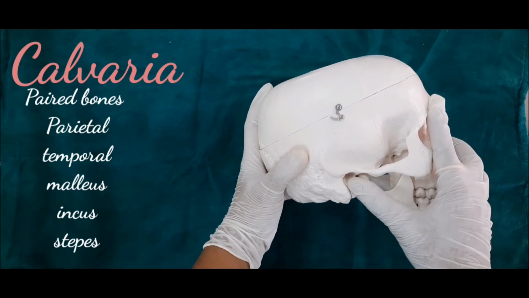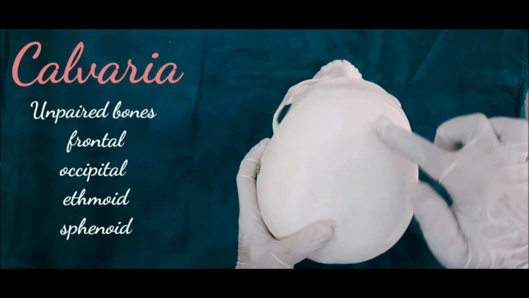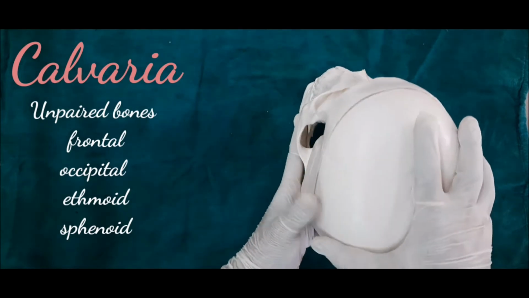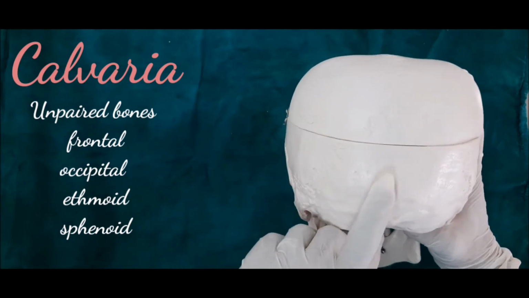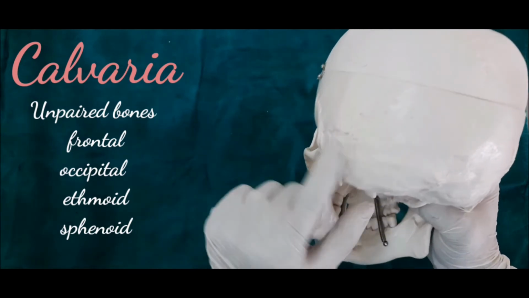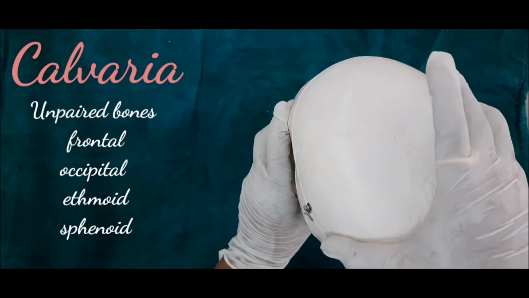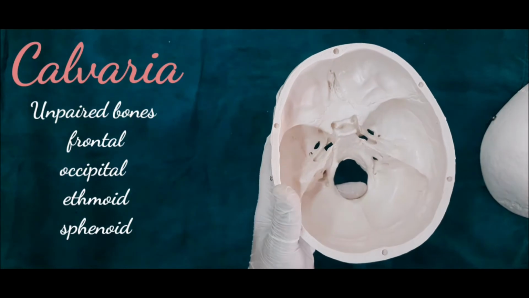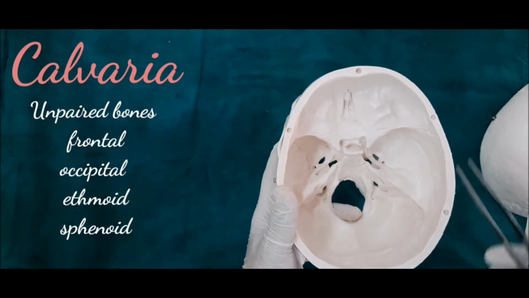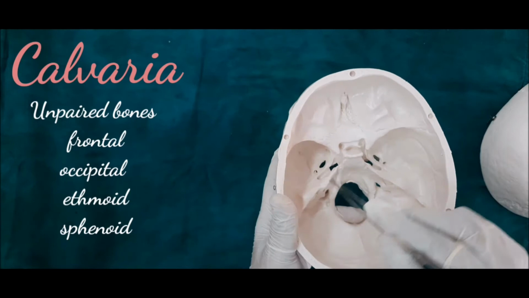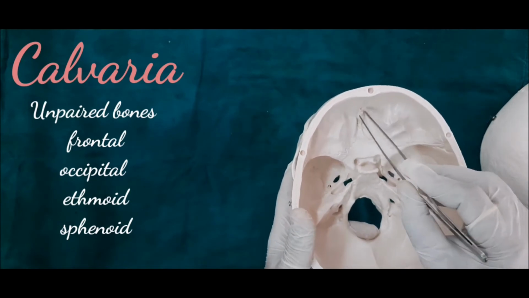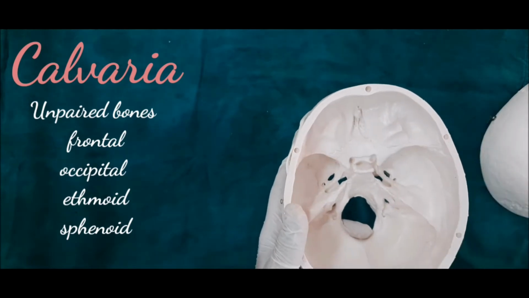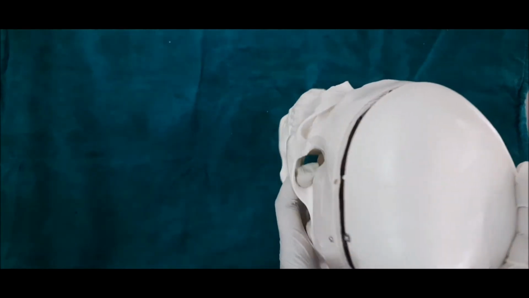which are the ear ossicles. The unpaired bones are the frontal, then the occipital, which is also an unpaired bone, then this one, the sphenoid bone. Here we can see the sphenoid bone, and here this one is the ethmoid. So these are the unpaired bones of the calvaria.